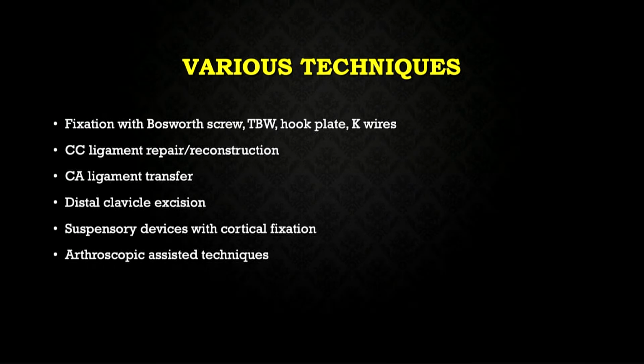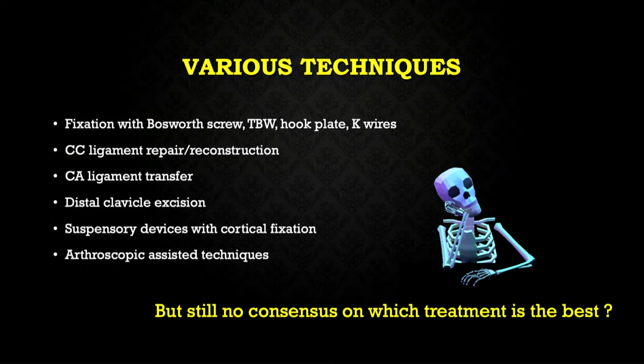Going back to literature, there are various methods and techniques described for ACJ dislocation: fixing with Bosworth screw, dog bone, hook plates, K-wires, coracoacromial ligament transfer, coracoclavicular ligament reconstruction, distal clavicle excision, various arthroscopic assisted techniques, etc. However, there is still no clear consensus on which treatment is considered to be the best.